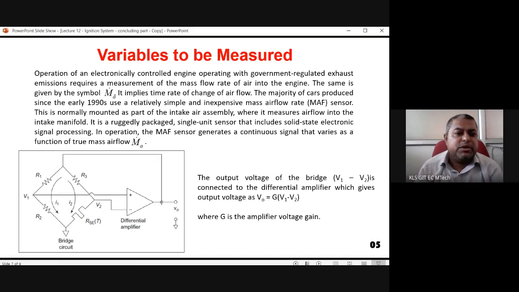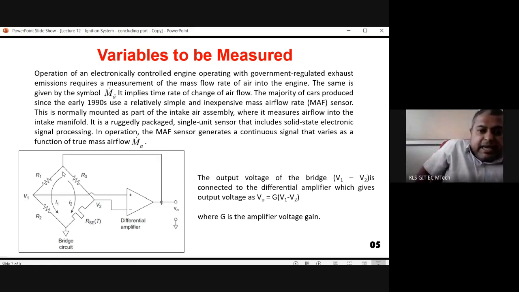Majority of cars produced since the early 90s use a relatively simple and inexpensive mass flow rate sensor, which is shown, you can see towards below. Okay, so it is Wheatstone bridge based. There's a resistor here, which is actually changing its value depending on the flow rate of the air inside the MAF. So three constant resistors are kept, and this is a resistor which is changing its resistance value depending on the rate of flow of air on it.